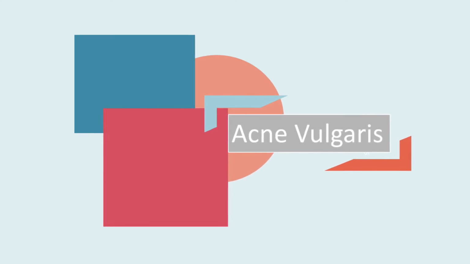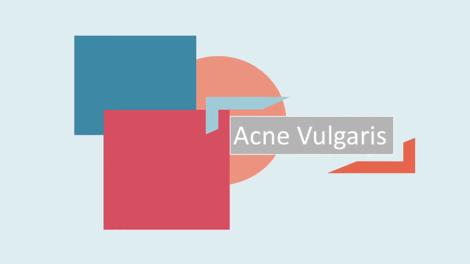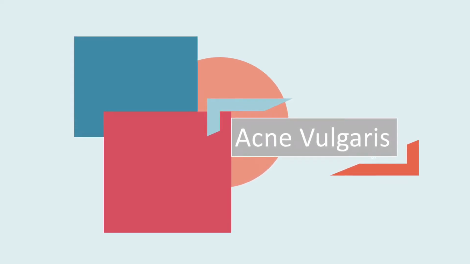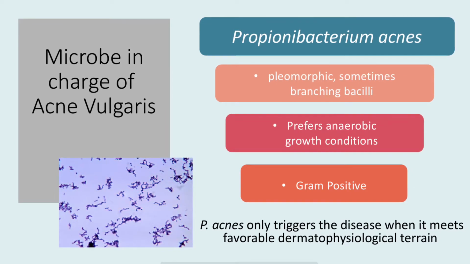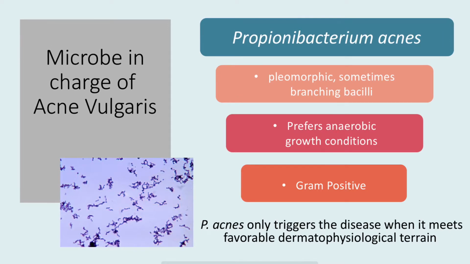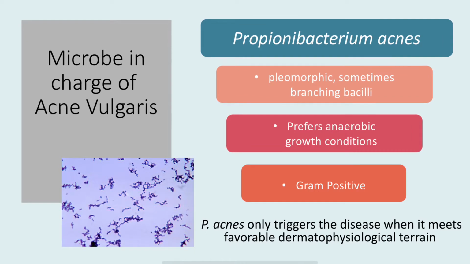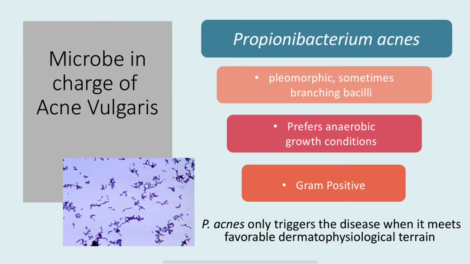I chose to do the disease of acne vulgaris. It typically affects areas of the face, upper chest, and back. These are areas with the densest population of sebaceous follicles. There are several factors that cause acne, which will be discussed later. However, there is a certain microbe that can also contribute to this disease: Propionibacterium acnes, or P. acnes.